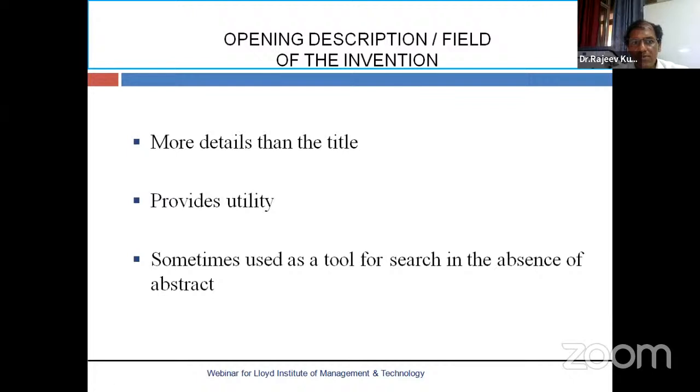Then field of invention means you have to provide some more details and the utility of the invention. क्योंकि ये second topic है, after the title you write field of invention. So it provides the utility. Sometimes it is used as a tool for search in the absence of abstract.